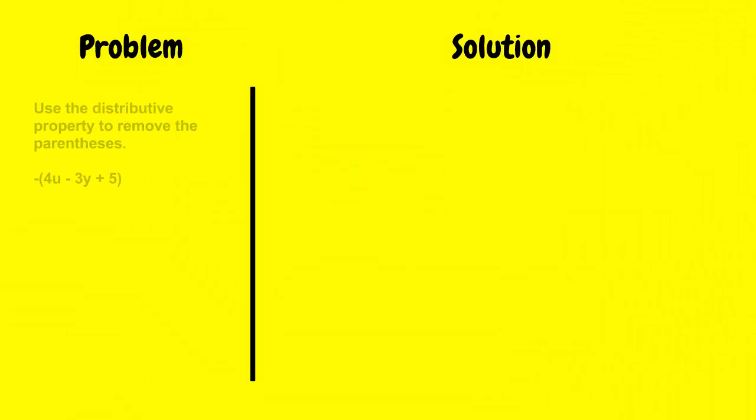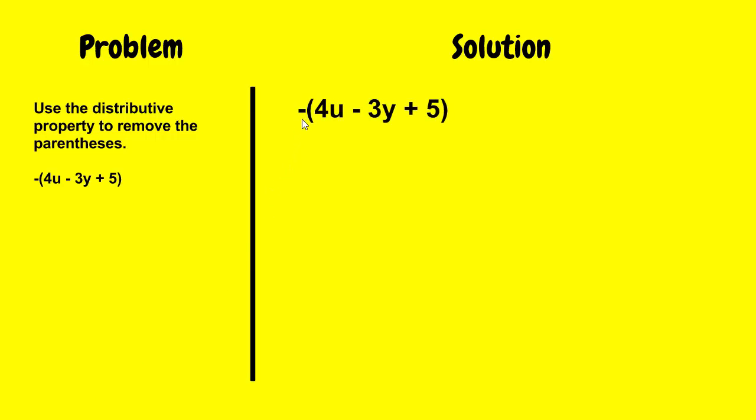Let's look at the last problem. Here it says to use the distributive property to remove the parentheses. And if you notice in this problem, there's no number to distribute, we just see a negative sign. So what you would do in this problem is simply make each term on the inside the opposite sign. So since this is a positive u, then I know I'll be getting a negative u. Since this is a negative 3y, I'll turn it into a positive 3y. Since this is a positive 5, I'll make it a negative 5. And that's it. So my answer is a new expression, negative 4u plus 3y minus 5.